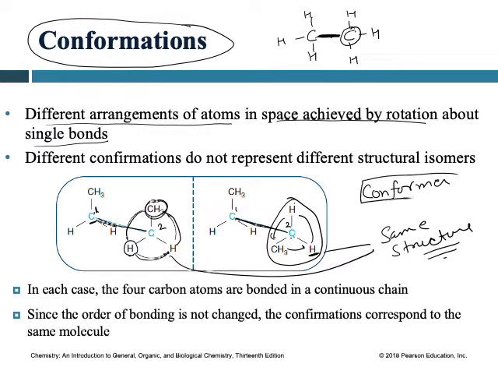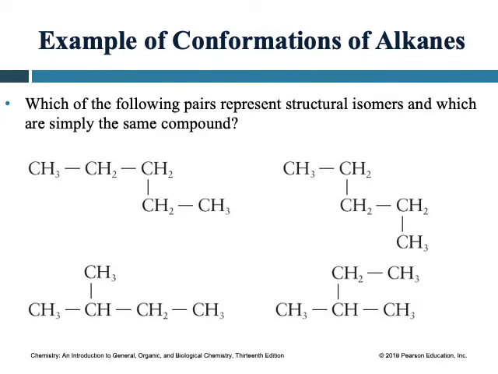So remember this term, conformer, right? Let's take one example so that you can better understand what is meant by conformer. Like I already told you, the bonding between the carbon atoms should not be changed in conformation. They have the same connectivity. So let's see which of the following pairs represent a structural isomer and which one is just simply the same compound.